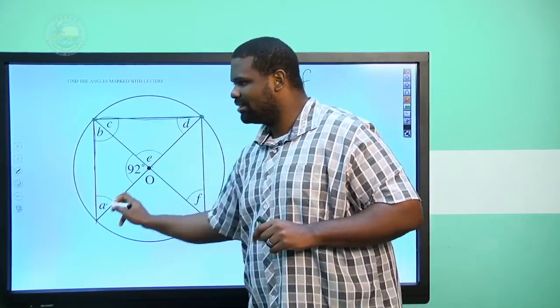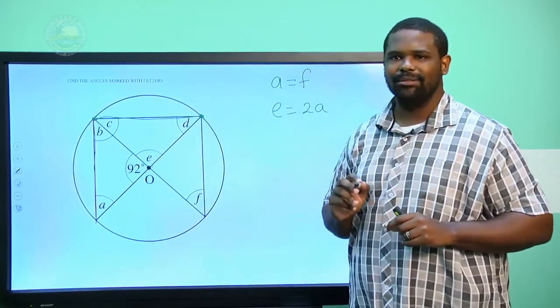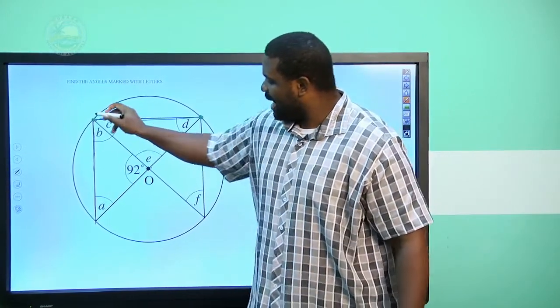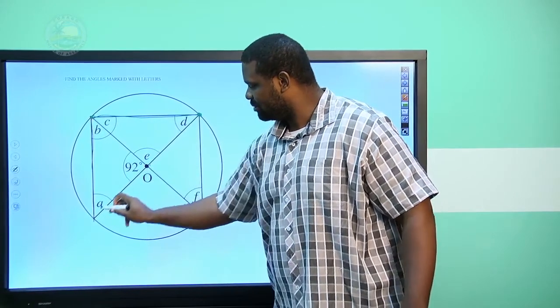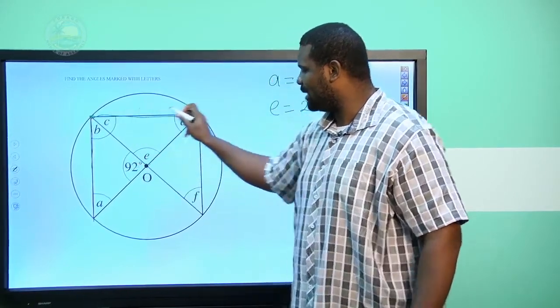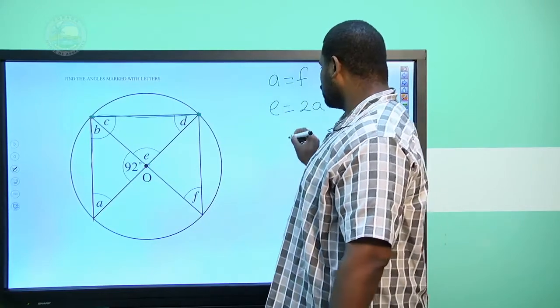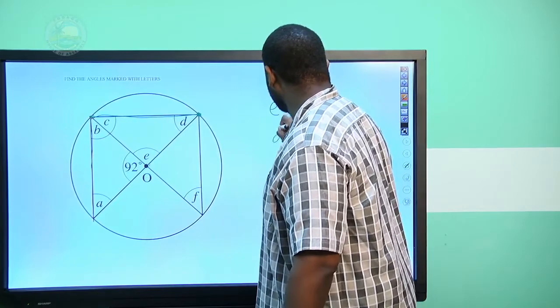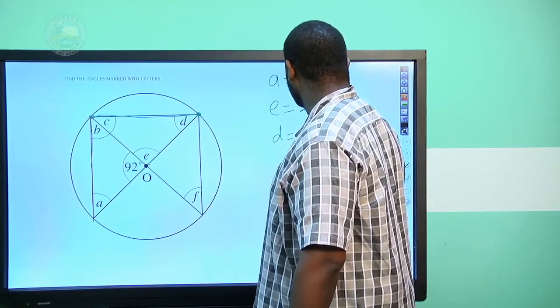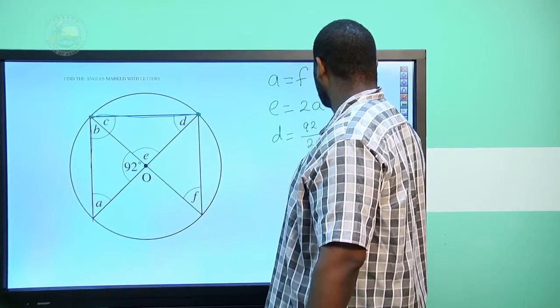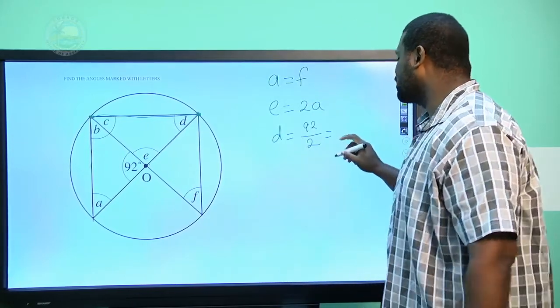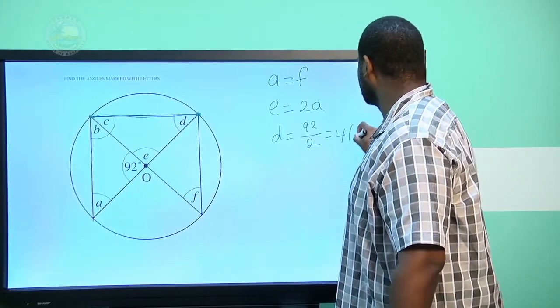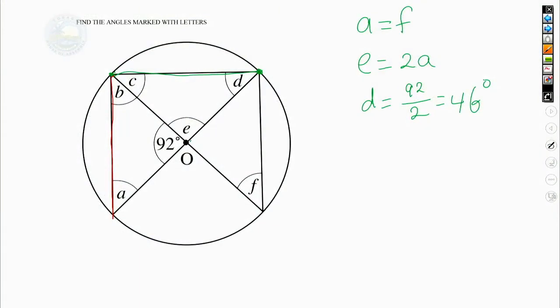So this angle is 92 degrees, which would then mean that angle D, seeing that it's subtended by the same chord, is going to be half of that value, because the rule says that the angle subtended at the center is twice the angle subtended at the circumference. So that D, we're back in green, would be equal to 92 degrees over 2. And if we divide those, it is going to be 46 degrees. So we found that D is 46 degrees. We are good so far.